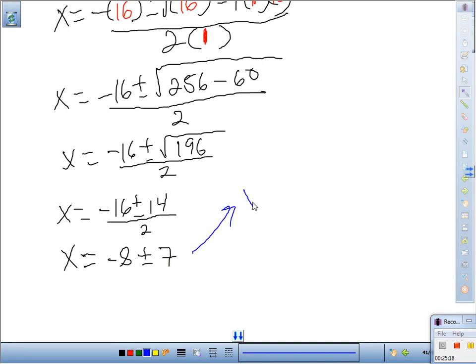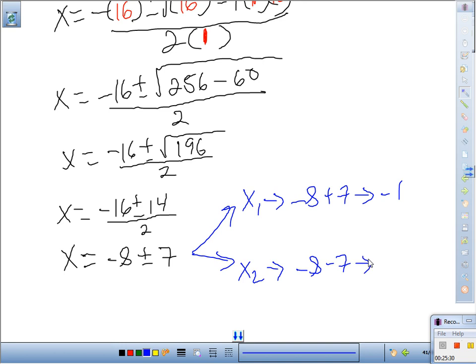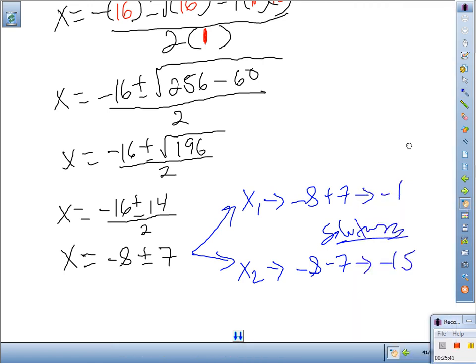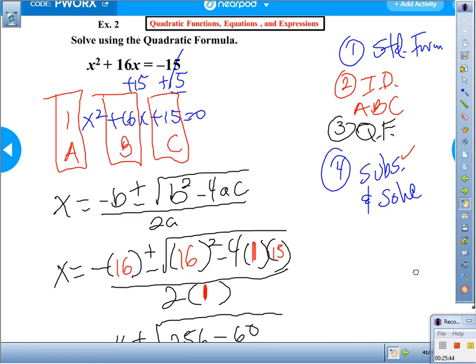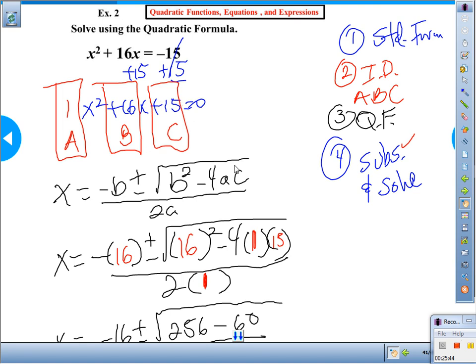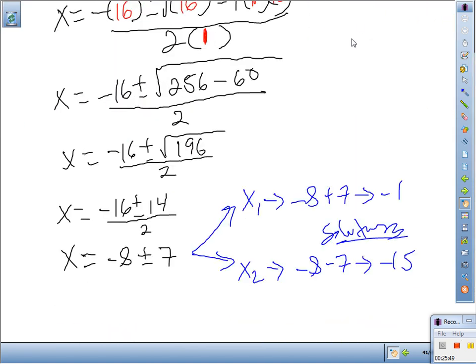Yeah, two equations. X sub 1, negative 8 plus 7, that is negative 1. X sub 2, negative 8 minus 7 is negative 15. And these are my solutions. So basically for the quadratic formula, guys, all it is is setting it in standard form, substituting the correct values, and simplifying all the way to get your solution for x.